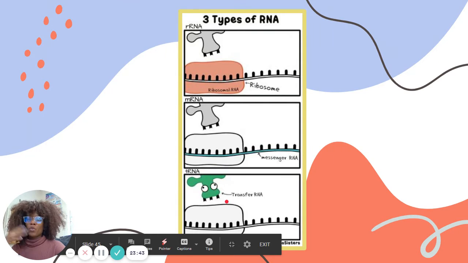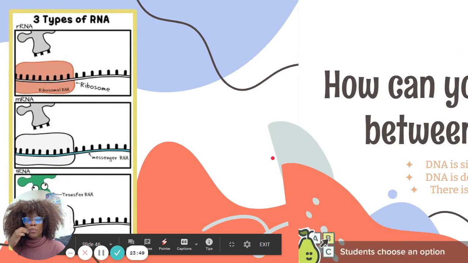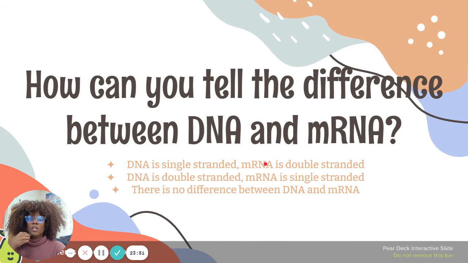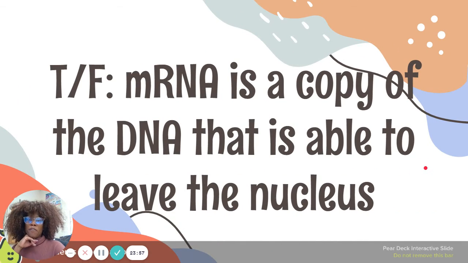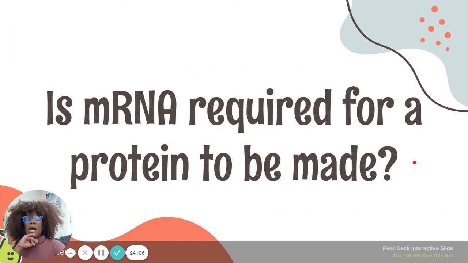If you even forget what mRNA is, M stands for messenger RNA. That should be pretty straightforward to remember. So how can you tell the difference between DNA and mRNA? True or false? mRNA is a copy of the DNA that is able to leave the nucleus. Another question, is mRNA required for a protein to be made?